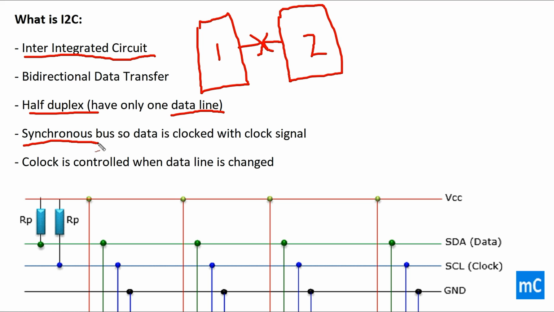I2C is a synchronous communication protocol. This is synchronized with a clock signal. So the clock is provided to synchronize two devices in communication time. The clock is controlled when the data line is changed. Whenever the data needs to be changed, the clock is controlled.